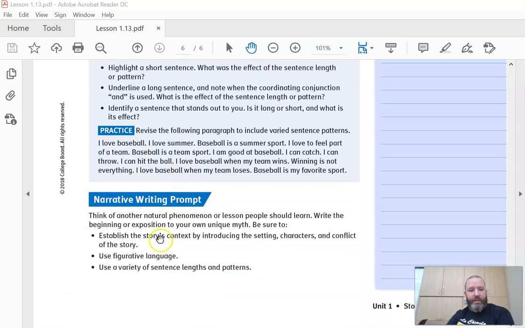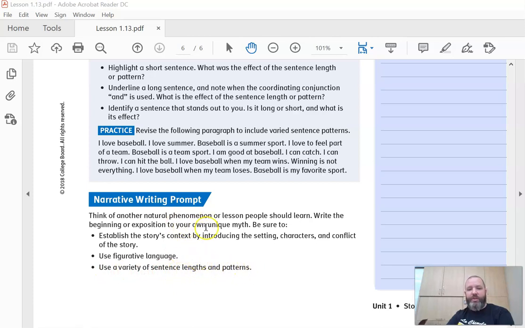We're going to skip past that, and then let's see, in the My Notes section, or probably in a Word document would be easier. Think of another natural phenomenon or lesson people should learn. Write the beginning or exposition to your own unique myth. Be sure to establish the story's context by introducing the setting, characters, and conflict of the story. Use figurative language, and use a variety of sentence lengths and patterns.